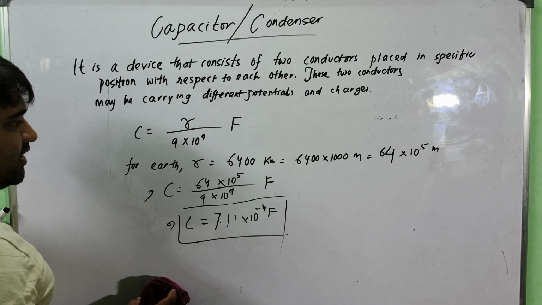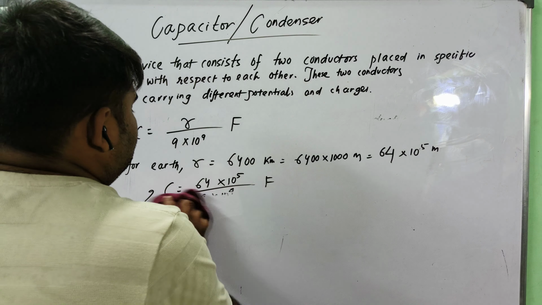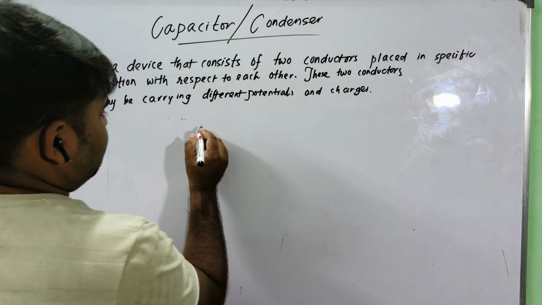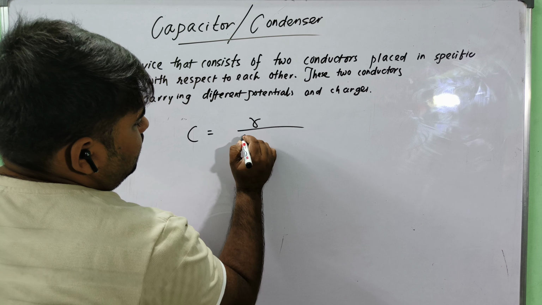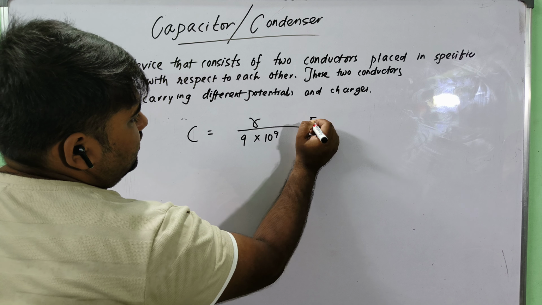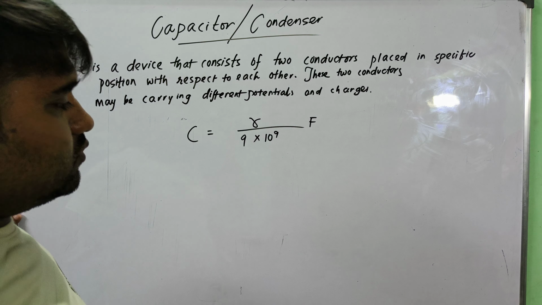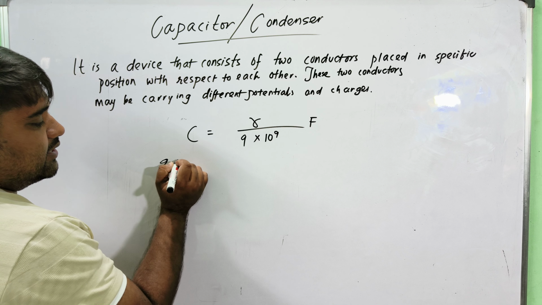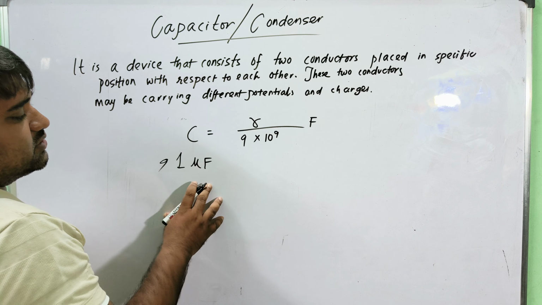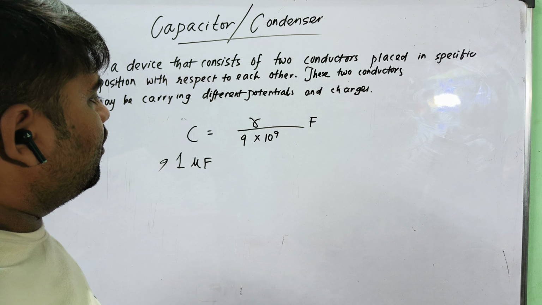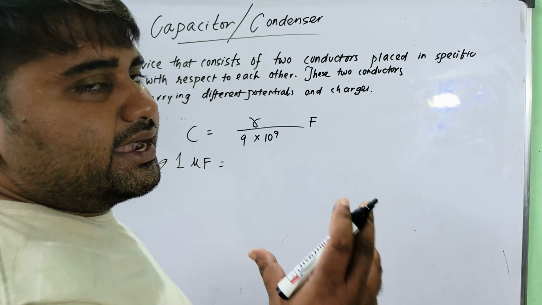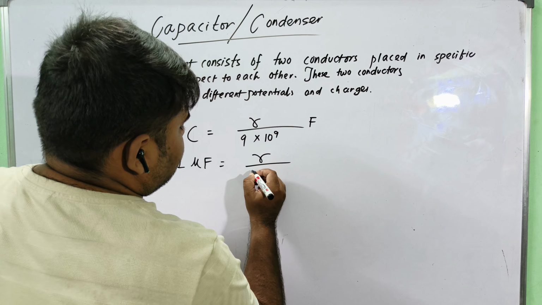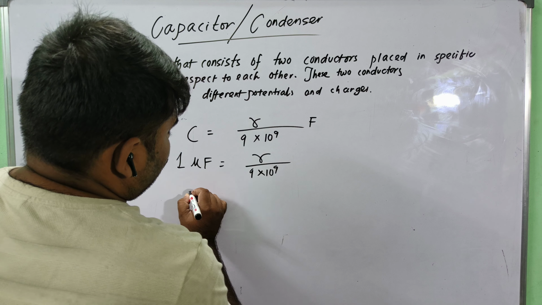Now let me give you another thing. From this formula, you know that C is equal to R upon 9 into 10 raised to the power 9 farad. Let us calculate for 1 microfarad. We put 1 microfarad at the LHS. Let our capacitor have a capacity of 1 microfarad. So we need to calculate the radius of that large isolated spherical conductor. So R is equal to, what is your R?